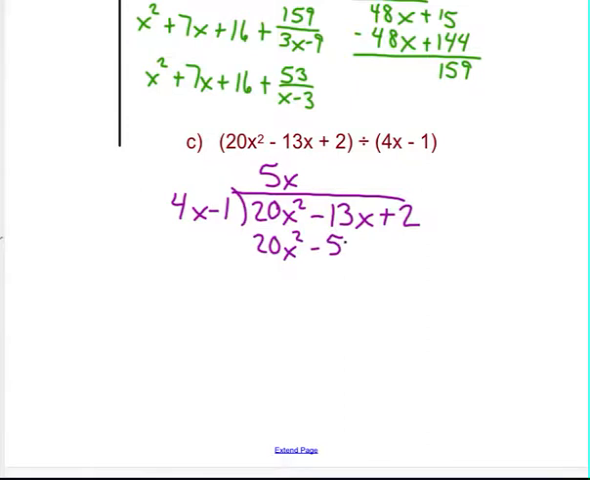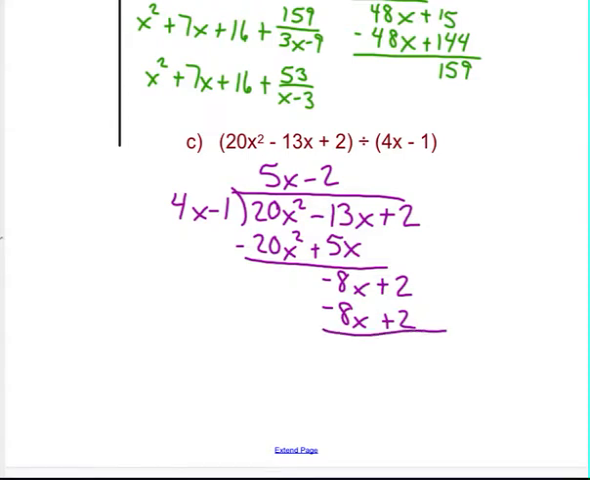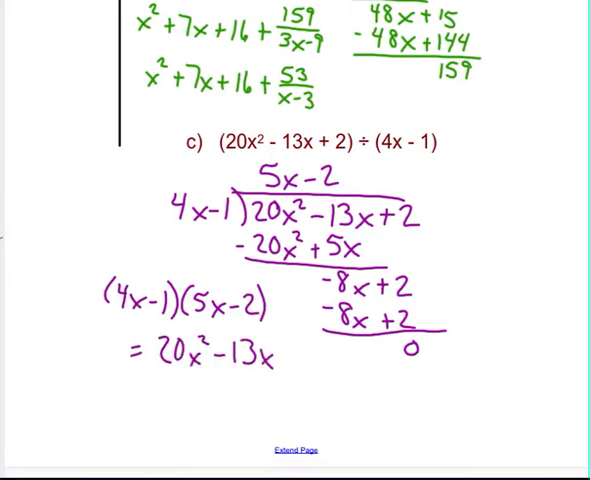5x times negative 1 is negative 5x. Change the signs and add. We get negative 8x. Bring down the plus 2. 4x goes into negative 8x negative 2 times. So when we multiply, and then when we change the signs and add, we get a remainder of 0. So again, this one factors perfectly. So 4x minus 1 times 5x minus 2 equals 20x squared minus 13x plus 2.